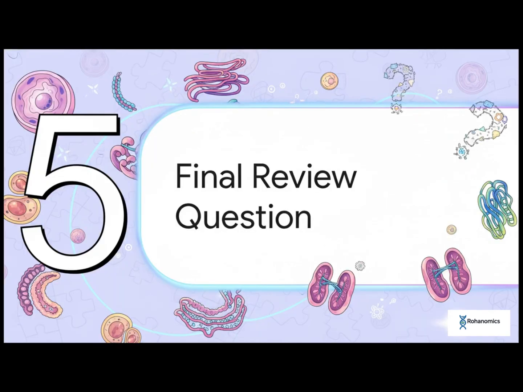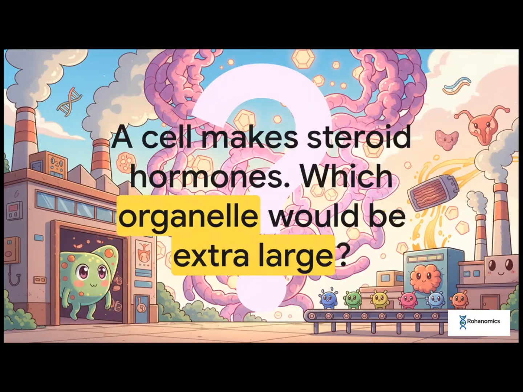All right, we've covered a ton of ground. So let's wrap this up with one final exam-style question to see if you've got it. Here it is, your final challenge. Imagine a cell whose main job is to crank out massive amounts of steroid hormones. Now, steroids are lipids, so based on what we've talked about, which organelle would you expect to be huge in that cell, and why? I'll give you a little hint. The answer connects back to a part of the assembly line that isn't the rough ER.